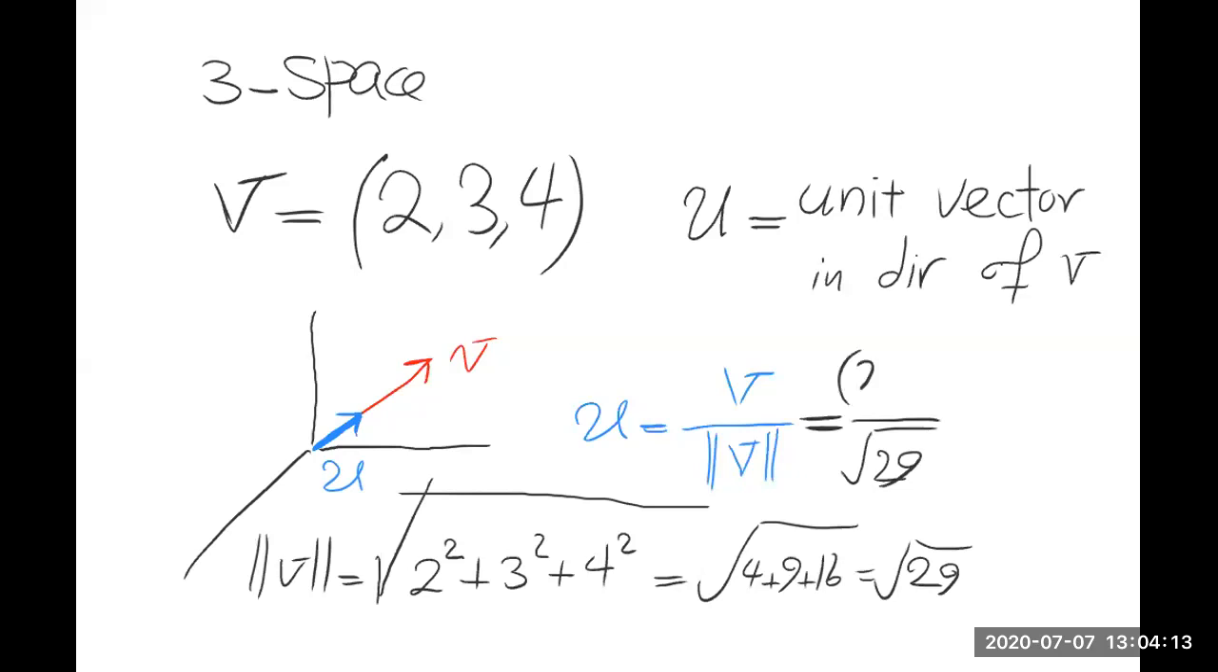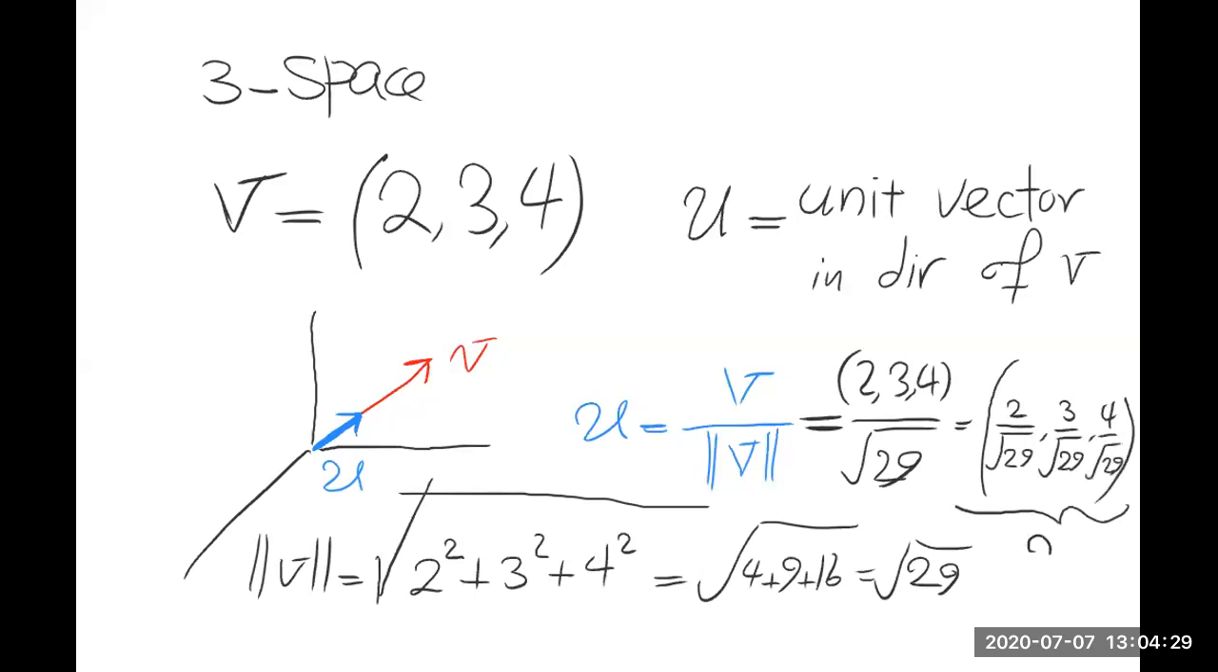And what is V? V is 2, 3, 4. So we should divide that by radical 29. We should divide each number by that. So it would be 2 over radical 29, 3 over radical 29, and 4 over radical 29. This is the unit vector U in direction of V.